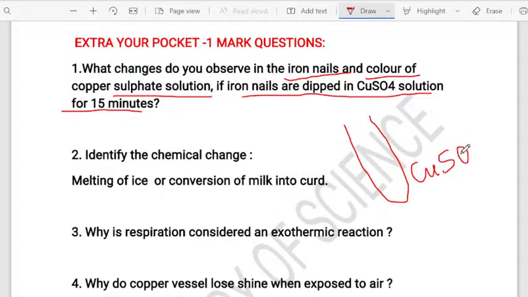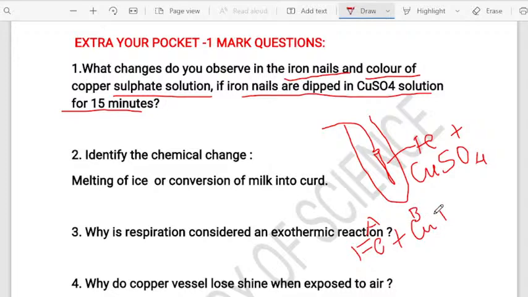For this copper sulfate solution, which is blue in color, we are now immersing an iron nail. Iron is represented by Fe. So Fe plus CuSO4 is now our equation. This equation is an example, I told you, where Fe is represented as A, Cu is B, and SO4 is denoted as C. So I told you that A always combines with C.